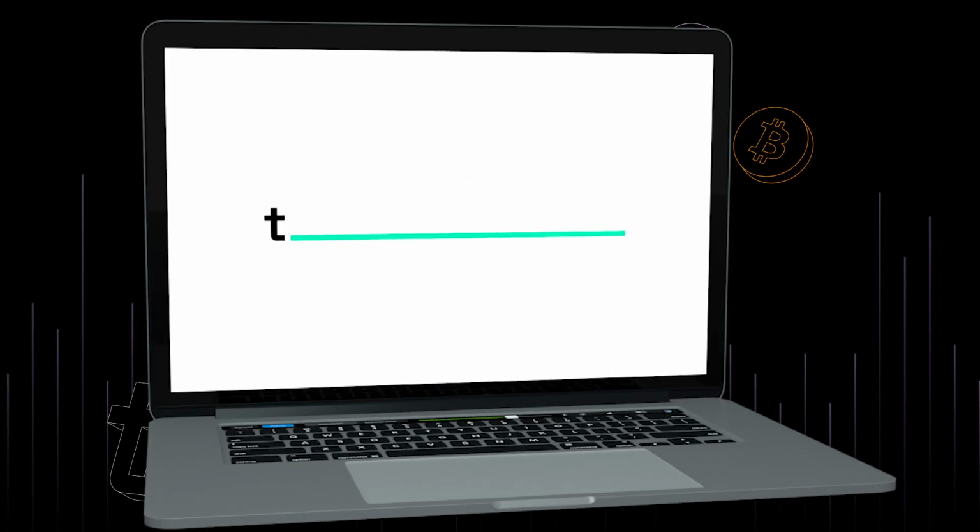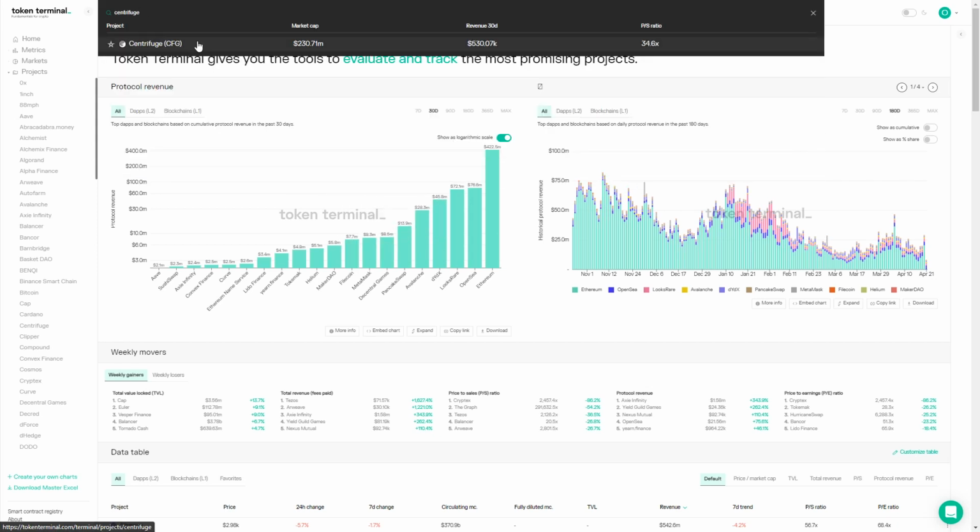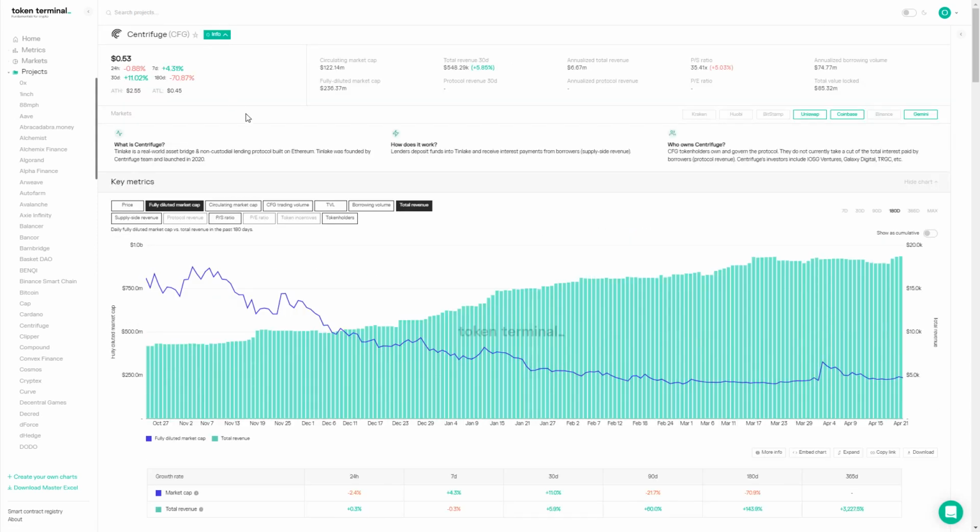Welcome to 15-Minute Fundamentals, where we break down crypto projects and learn about the drivers behind the data you see on our charts. Today, I'm joined by Colin Cunningham from Centrifuge, a protocol that allows real-world assets to be used as collateral in DeFi.